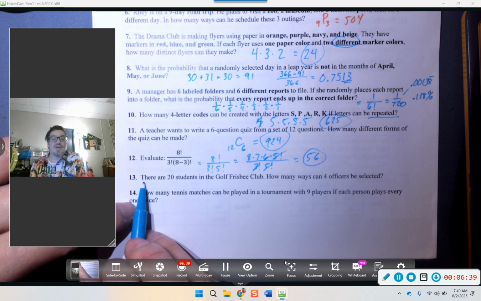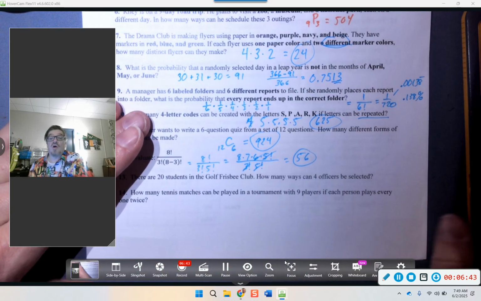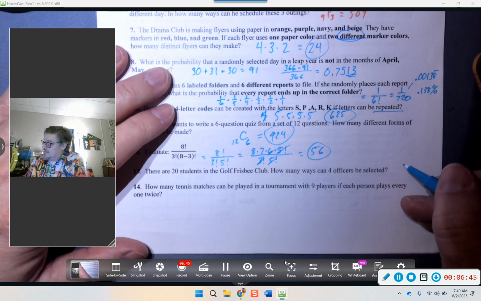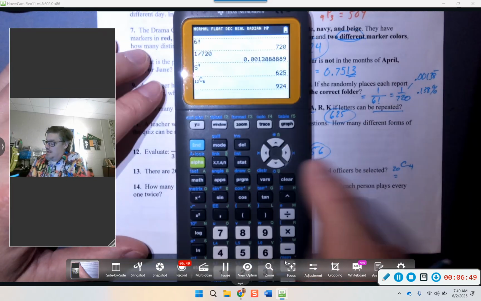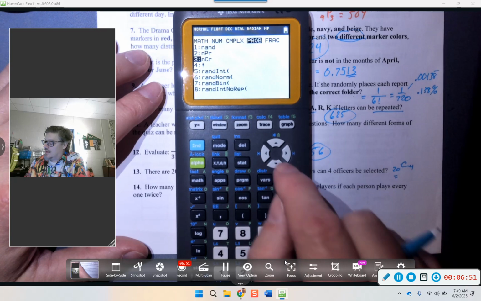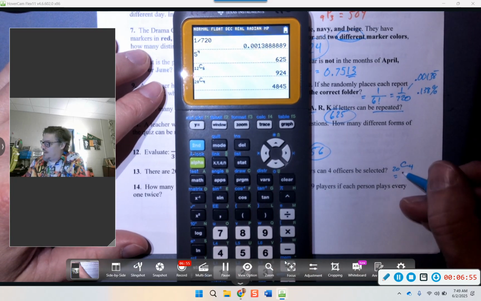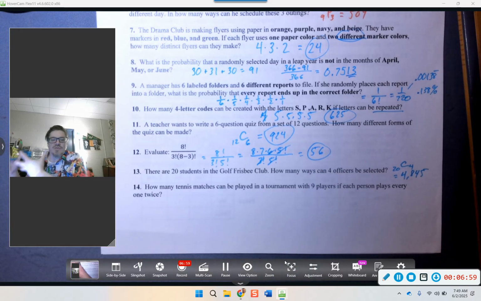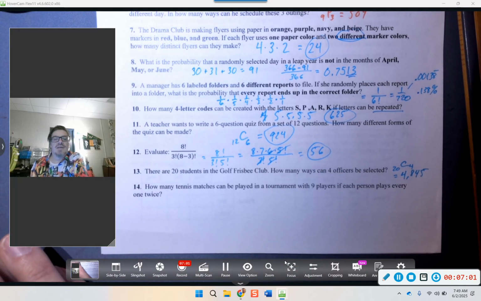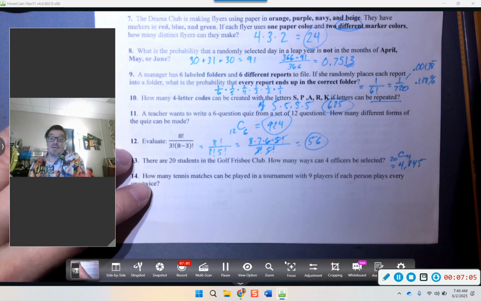Let's do 2 more here. There are 20 students in the golf frisbee club. How many different ways can 4 officers be selected? Looks like the order does not count, so we're going to do 20 choose 4, and let's go to math. Get that number. 20 choose 4. There are 4,845 ways. Now, these large numbers always fascinate me because it just seems like, wow. But there are 20 students to choose from. So, yeah, that makes sense.